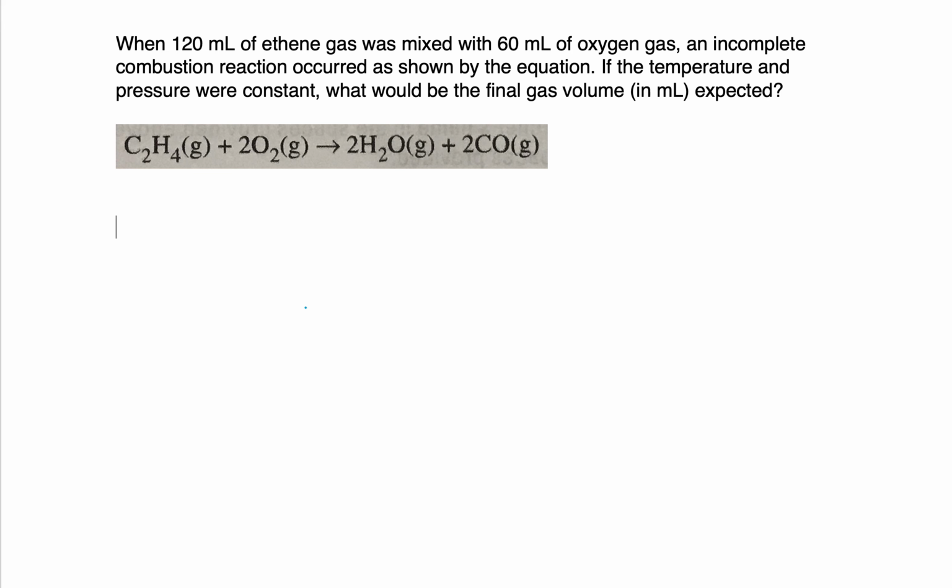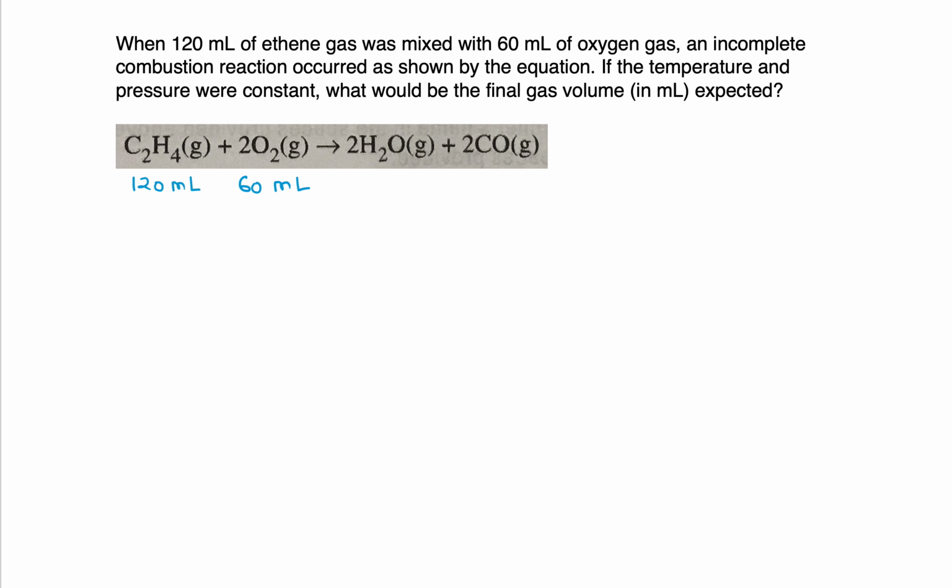Let's look at this question. In this question, it says when 120 ml of ethene gas is mixed with 60 ml of oxygen gas, an incomplete combustion reaction occurred as shown by the equation. If the temperature and pressure were constant, what would be the final gas volume expected?